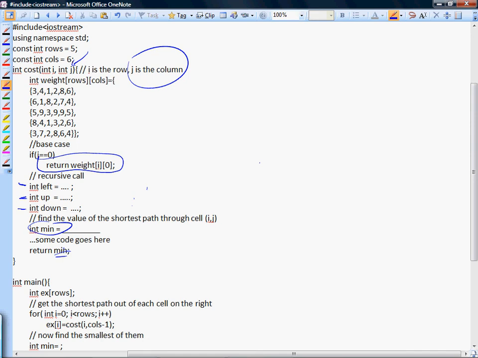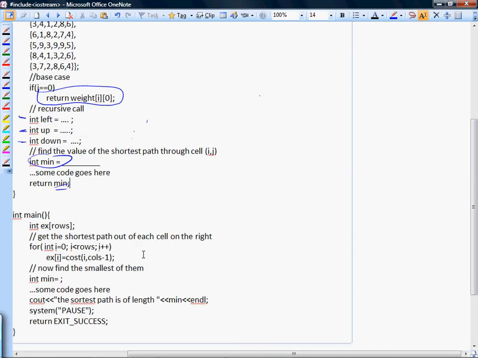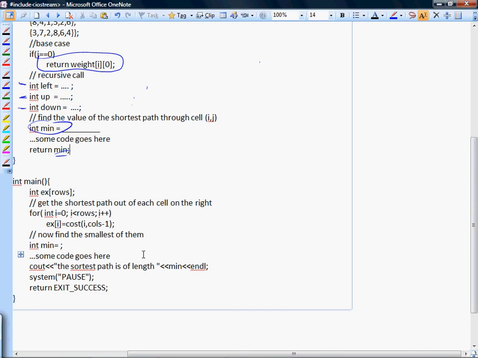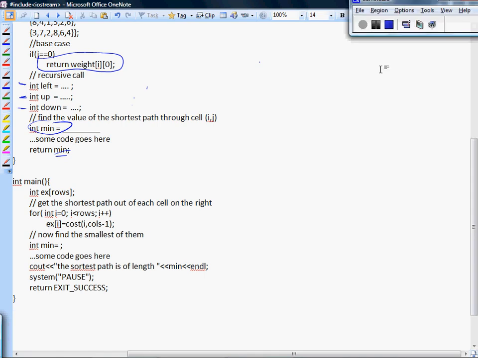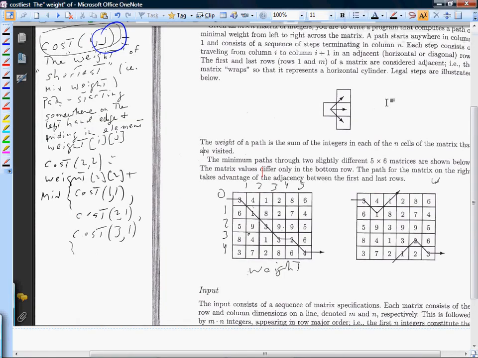Now, what does the main program look like? So the main program is over here. Let's see what the main program has to do. If I want to find the shortest path recursively, just like if I want to find factorial of 6, I say, well, it's 6 times factorial of 5. Here I want to find a shortest path of length 6.